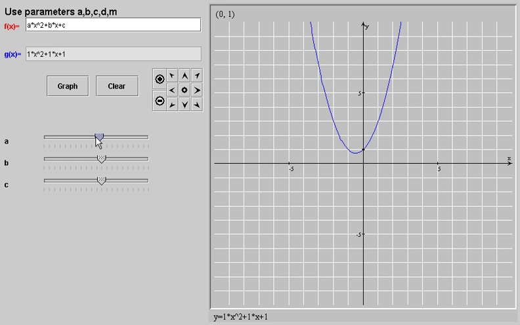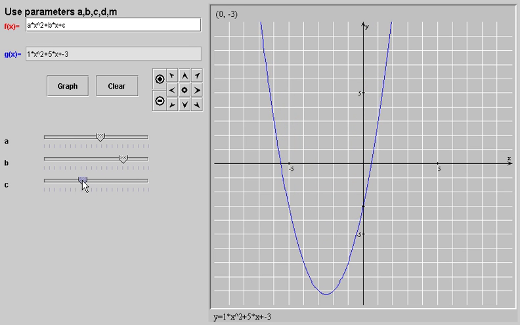And you see how that changes the shape of the curve. And you can similarly move B. C is the constant term. You should expect that to correspond to a vertical shift, and sure enough it does. So that's the way that the parameters look.